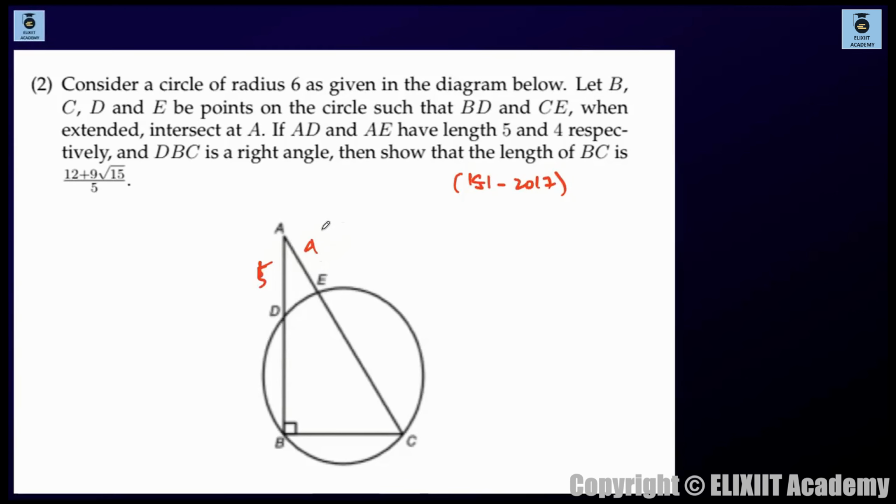Show that the length of BC is this. Show that the length of BC means we have to target this BC, the base of the right angle triangle, which you all can see from here. Let us see in what sense we can approach.